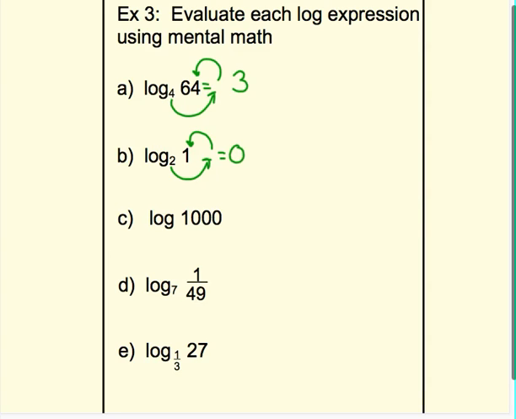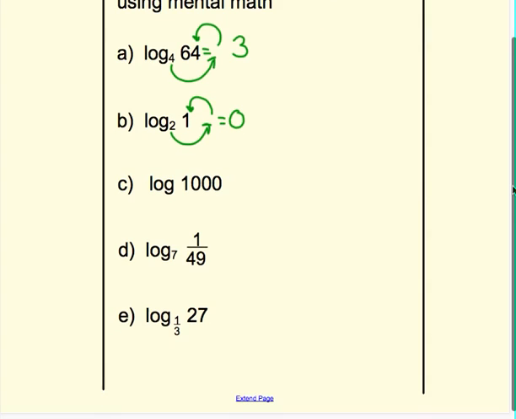Now see, we have log of 1,000. Remember, if we don't see a base, we assume that it is 10. This is the common log. So 10 to what power equals 1,000? And the answer is 3. For D, we have to think a little bit. 7 to what power equals 1/49?